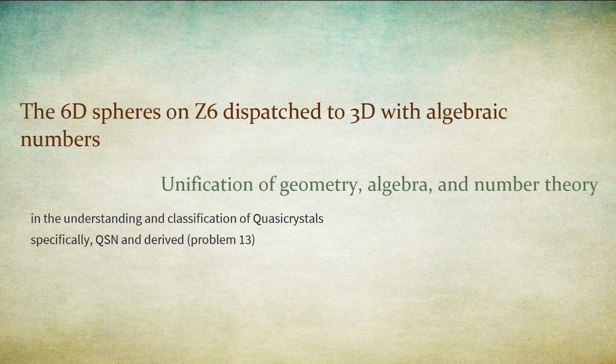What I will do is globally use six-dimensional spheres interconnected with the Z6 integer lattice and project this to 3D by using algebraic numbers. This is what we do to get the QSN and to map the QSN to the other. But in fact, the method also works in two dimensions and in four dimensions.